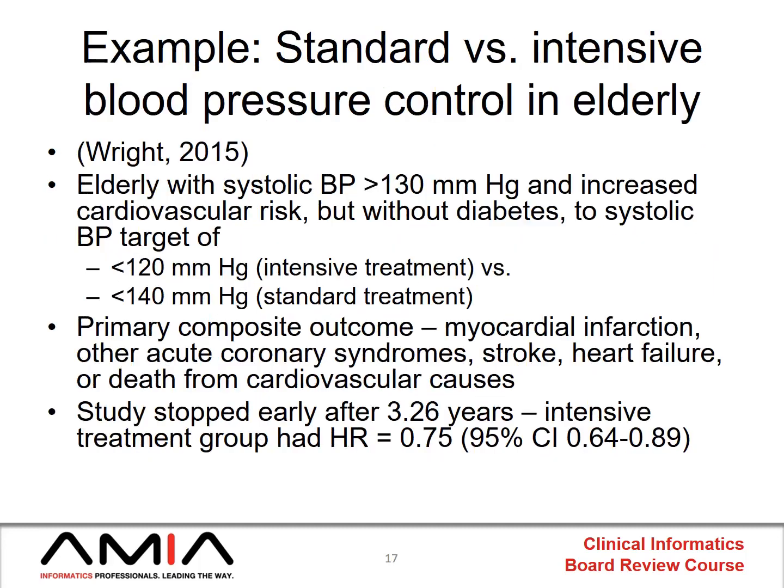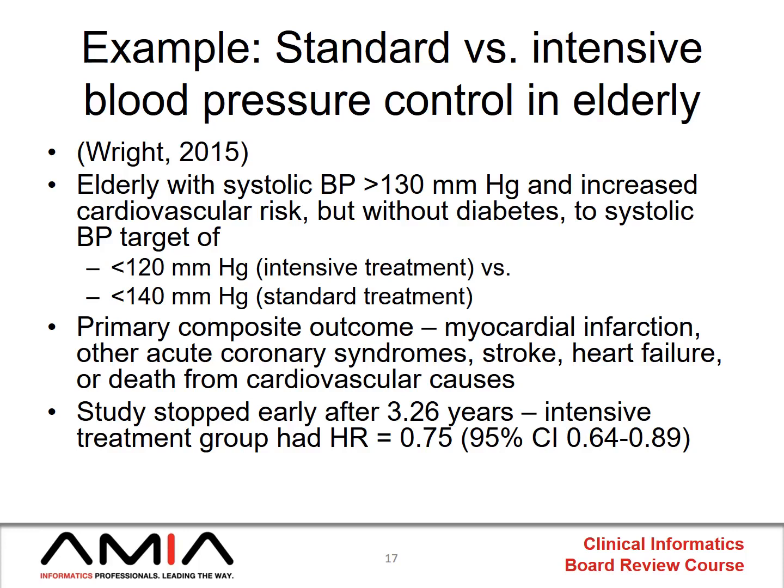Let's look at an example of calculating the treatment effect. We'll look at a study that compared standard versus intensive blood pressure control in the elderly. Some of you probably know this as the famous SPRINT study that looked at elderly patients who had a systolic blood pressure greater than 130 and increased cardiovascular risk, but did not have diabetes.